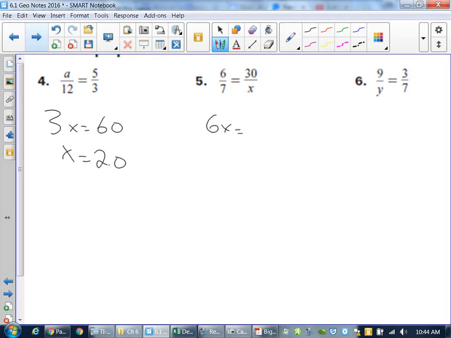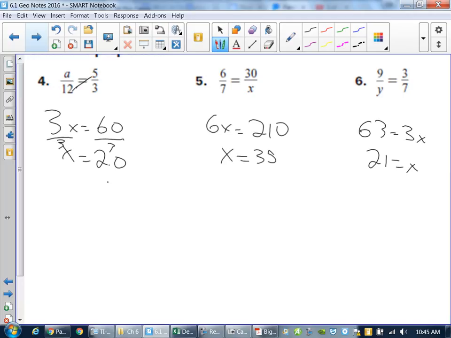So 6x is 210. What is it, 35? And then 63 is 3x, and we get 21. What's wrong? Cross multiply. 5 times 12. 60. Divided by 3. 20. Oh. 7 times 30. 210. Yeah, okay. Divided by 6. I understand. Gotcha. All right.